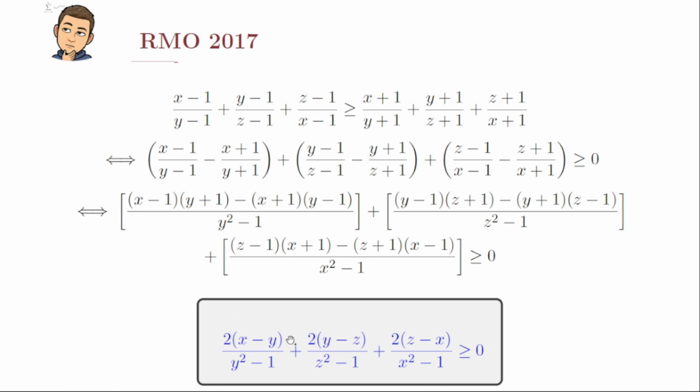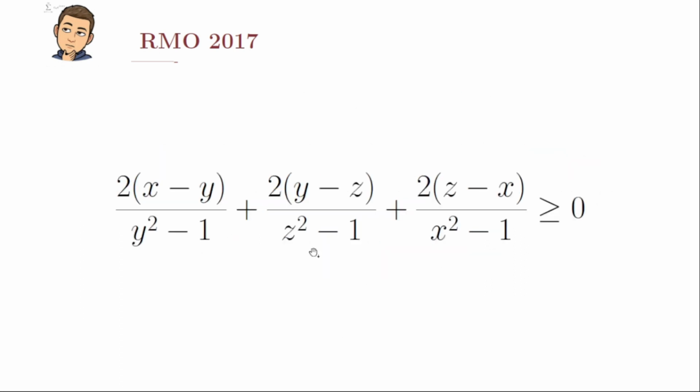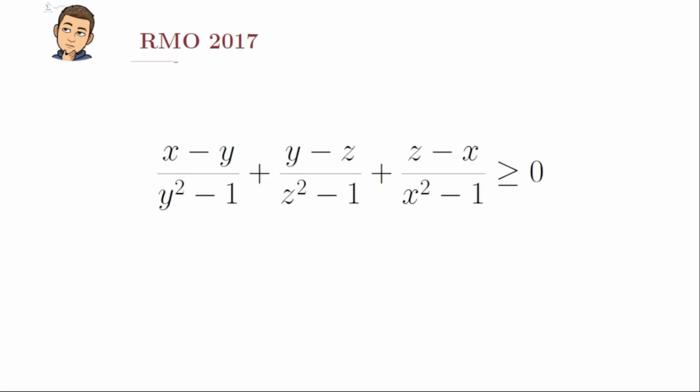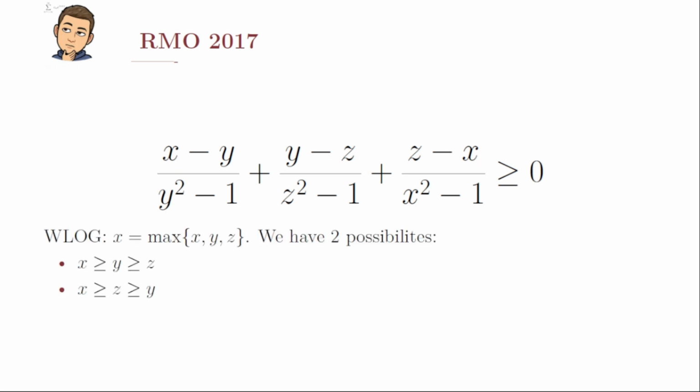As you can see, this inequality is cyclic. So this will be the inequality that we will prove. You can see here we can factor out 2, so the 2 is cancelled, and we have this inequality. So without loss of generality, we can just take x as the maximum among x, y, z. But we have 2 possibilities: either y is bigger than or equal to z, or z is bigger than or equal to y.